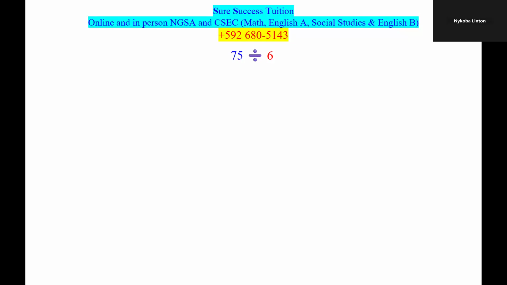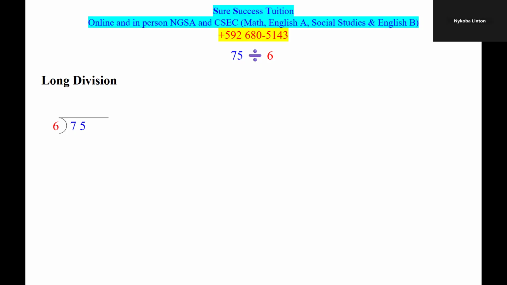So let's review how to divide here. We have 75 being divided by 6. We have learned the long division method, so let's set up the problem using long division. Remember, we divide digit by digit, starting with the highest value digit. In this case, that would be the 7.